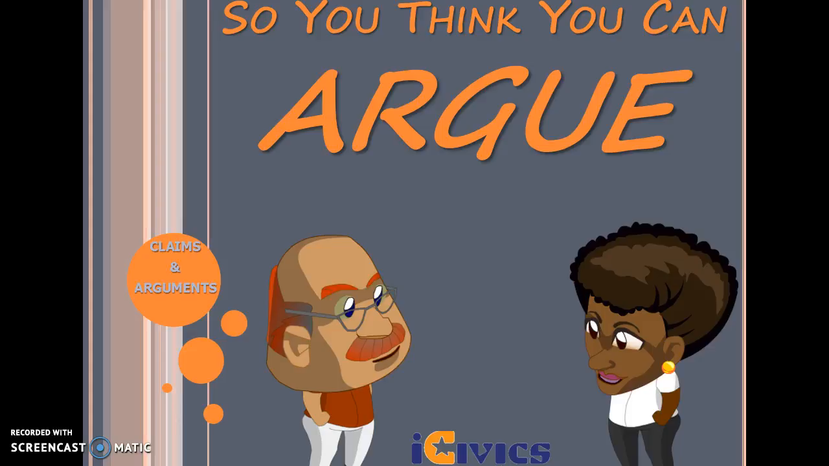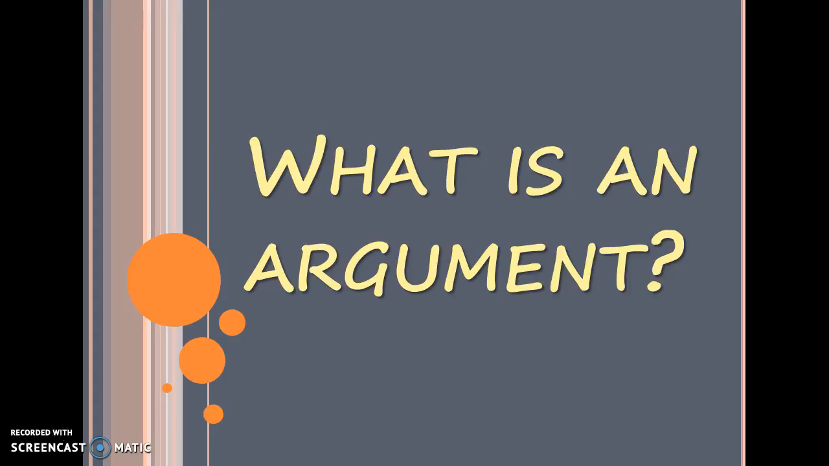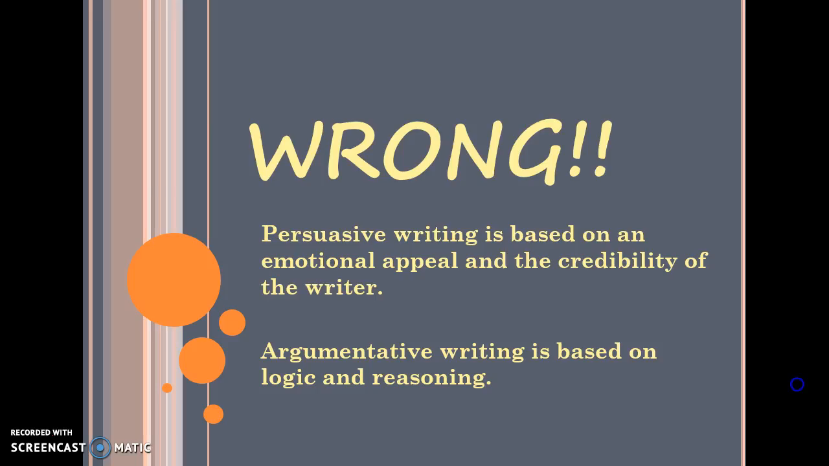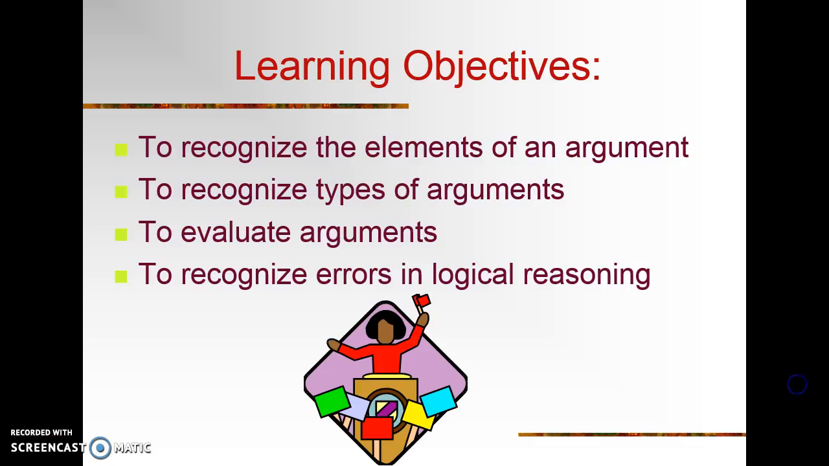So, you think you can argue. Let's talk about claims and arguments. What is an argument? It's simply persuasive writing, right? Wrong! Persuasive writing is based on emotional appeal and the credibility of the writer. Argumentative writing is based on logic and reasoning.